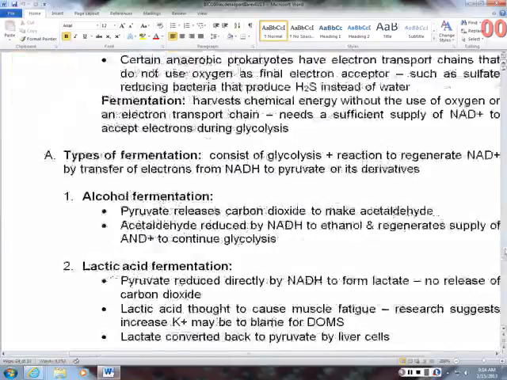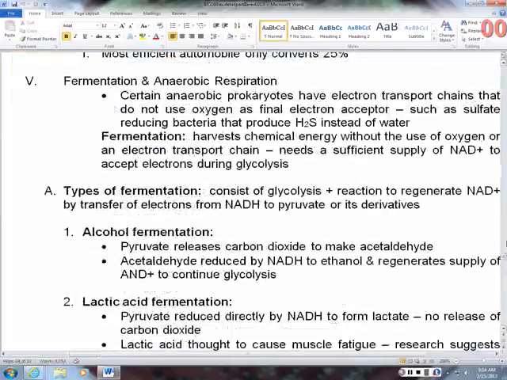Okay, so where we're going to start today is with fermentation and anaerobic respiration. What we were looking at last time was your aerobic respiration, meaning it's done in the presence of oxygen. Even though glycolysis does not require oxygen, glycolysis is required in order to be able to do the citric acid cycle, which does require oxygen.